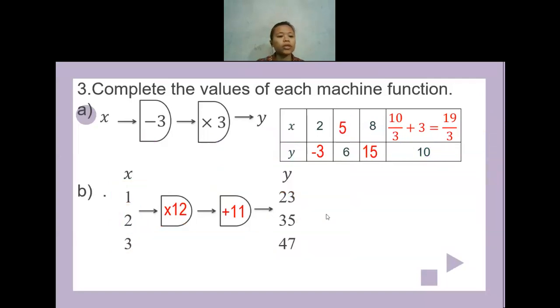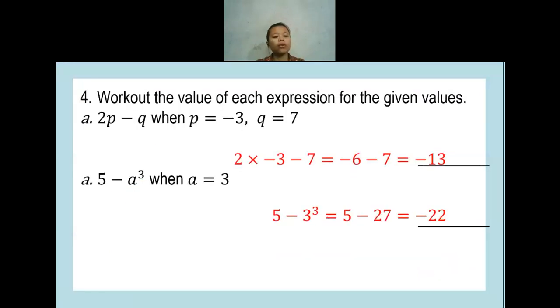For the question 4 in here, work out the value of each expression for the given values. So this is, we already have the expression, which is 2p minus q, and then we have to find the value when the p is equals to negative 3, the q is equals to 7. So we just replace the value of p into negative 3, the value of q into 7. So it will be 2 times negative 3 minus 7. 2 times negative 3, it will be equals to negative 6.